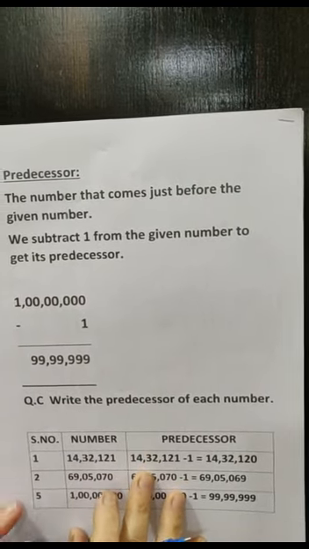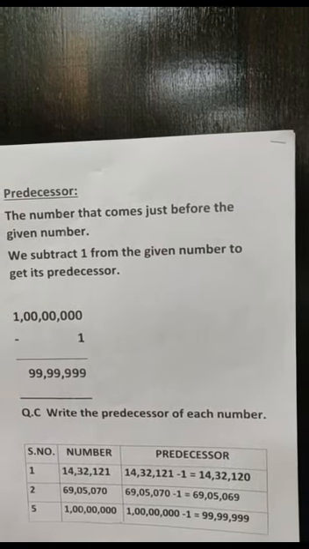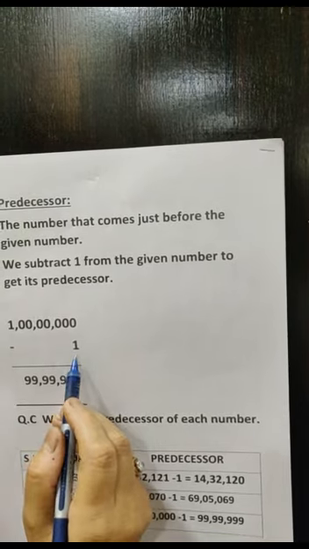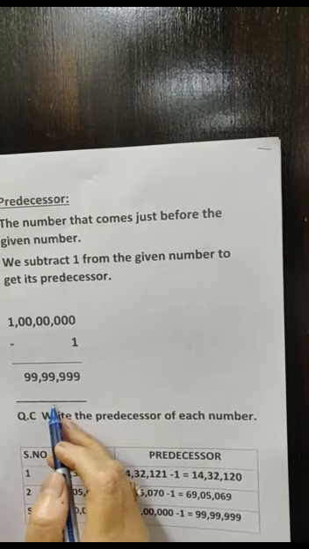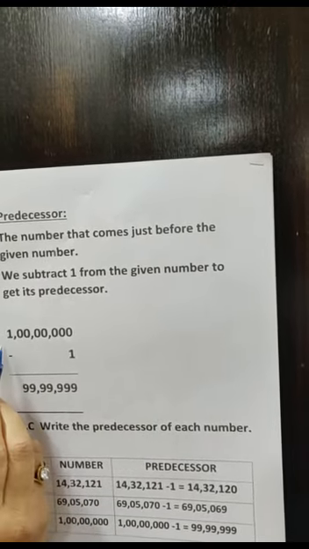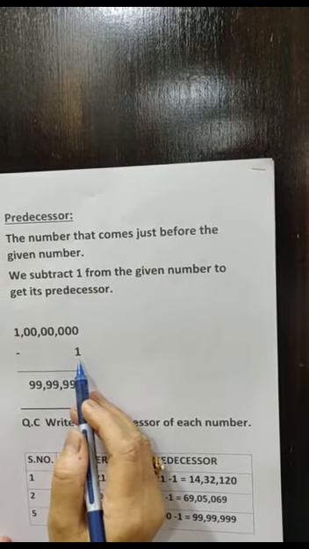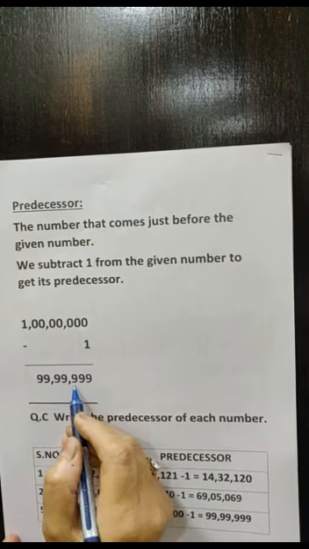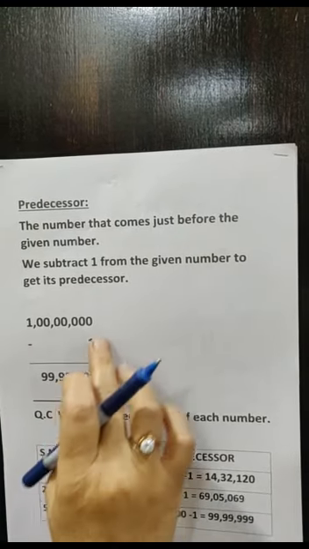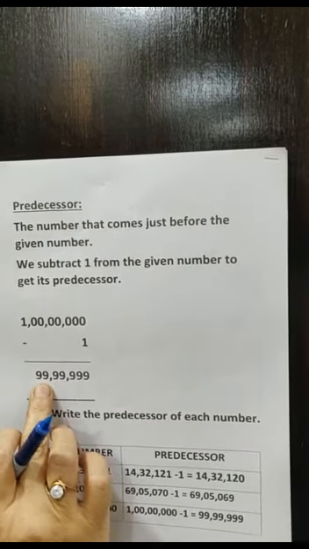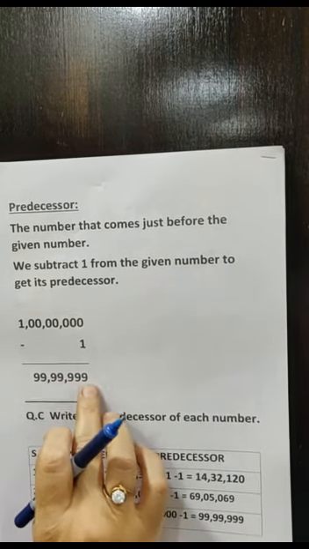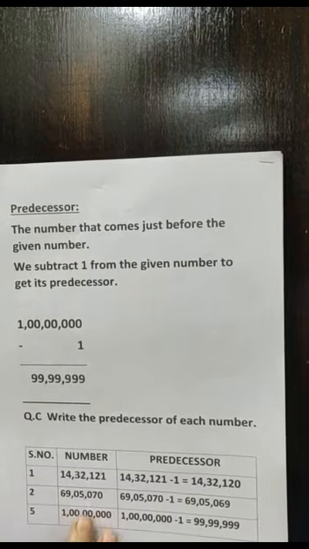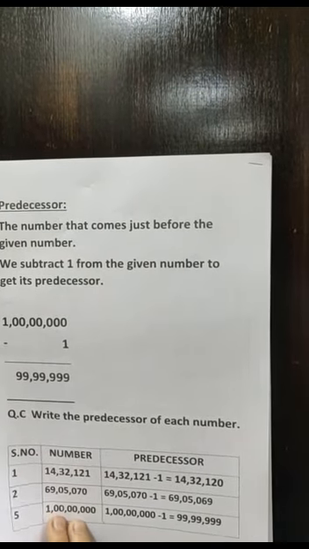Next is predecessor. Predecessor is the number that comes just before the given number. When we subtract 1 from the given number, we get its predecessor. The number here is 1 crore. If we subtract 1 from 1 crore, we will get 99 lakh 99,999. So 99 lakh 99,999 is the predecessor of 1 crore. So this way we have to do all questions given in question C.